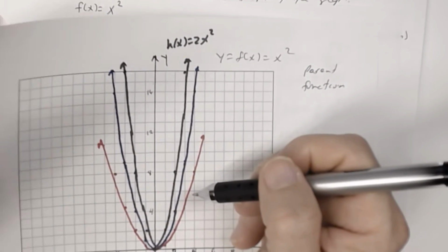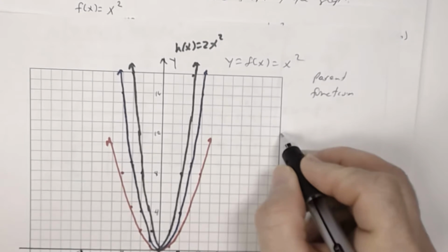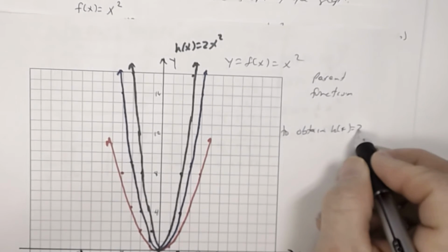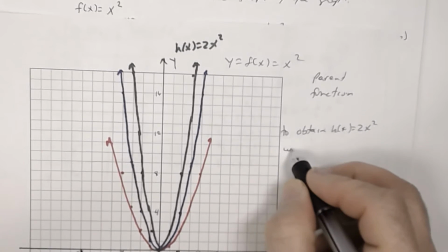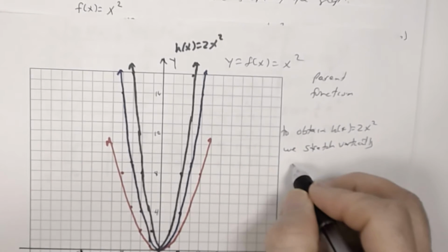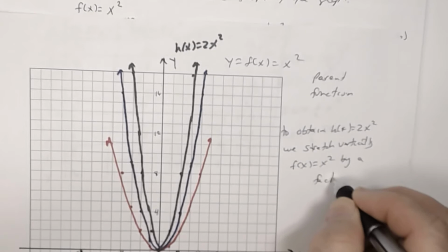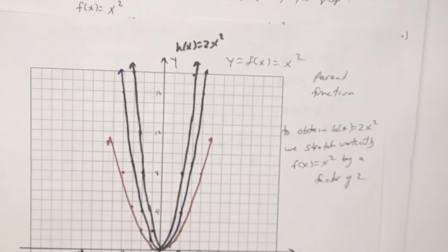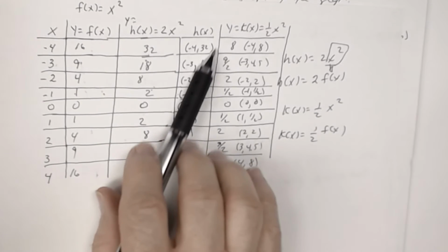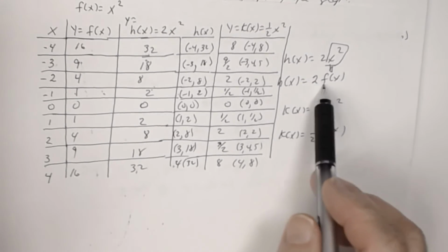Okay? All right, so listen carefully to this statement. I'm going to write this here. To obtain h of x, which equals 2x squared, we stretch vertically f of x, which equals x squared, by a factor of 2. So we stretch by a factor of 2. Remember a while ago we wrote this as h of x is 2 times f of x. So 2 is a factor, so you multiply by a factor of 2. Okay?